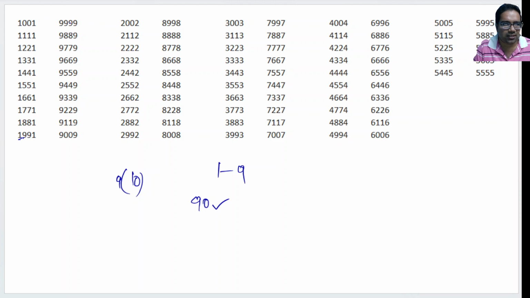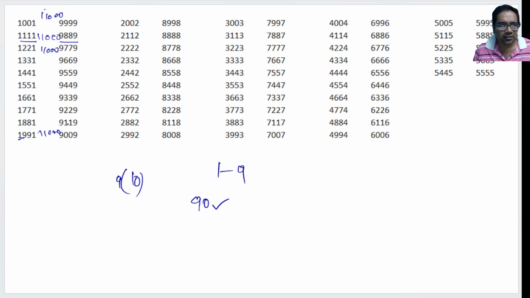This is 1 less than 10,000. This is 1 more than 1,000. If it was 10,000 and 1,000, it would have been 11,000. Now also it is 11,000. Similarly, what is this? This is 111 more than 1,000, and this is 111 less than 10,000. So the sum of these two is also 11,000. Similarly, the sum of these two is also 11,000. You can observe, likewise, the sum of these two is also 11,000.